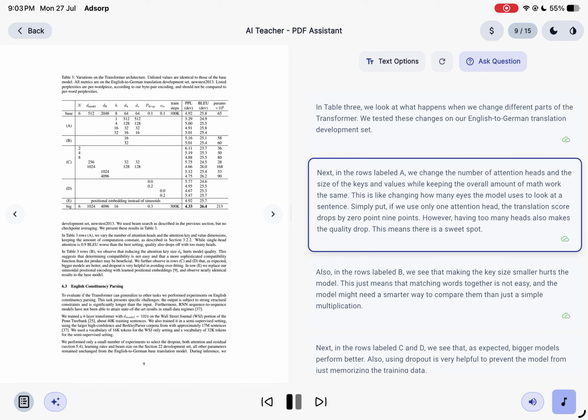Next, in the rows labeled A, we changed the number of attention heads and the size of the keys and values while keeping the overall amount of math work the same.